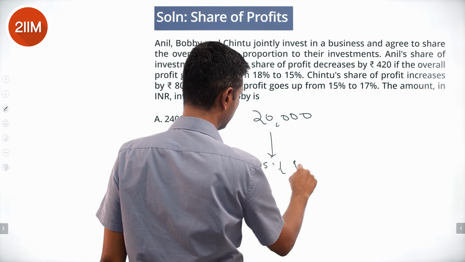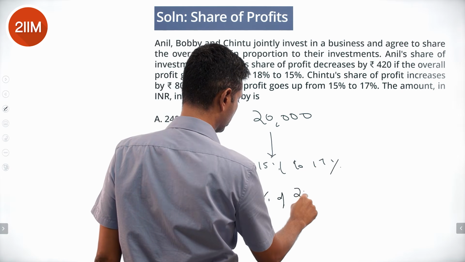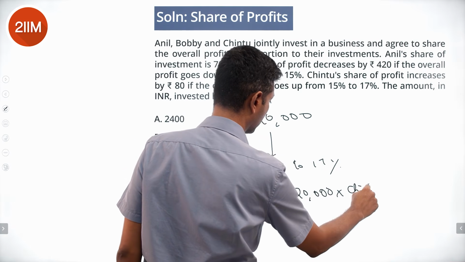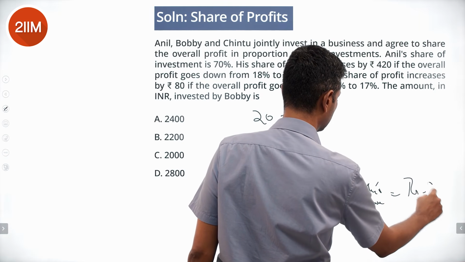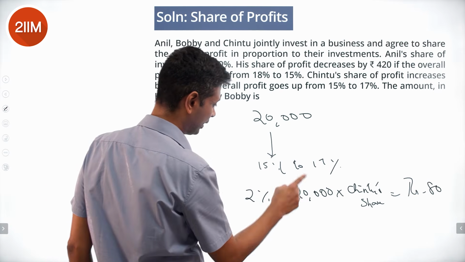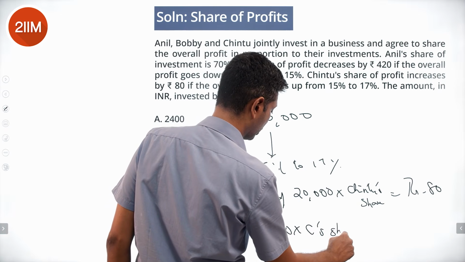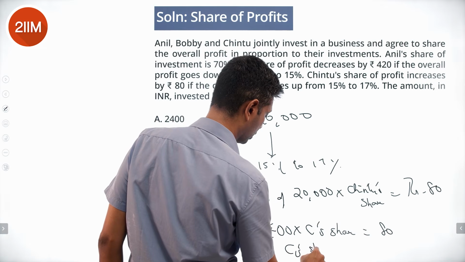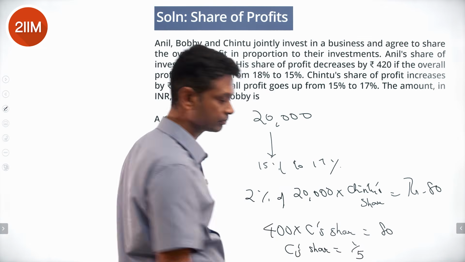15 to 17 is 2% of 20,000 into Chintu's share equals rupees 80. Chintu's share: 2% of 20,000, 2 by 100, this is 400, into C's share is 80, or C's share is 80 by 400, or 1 by 5.